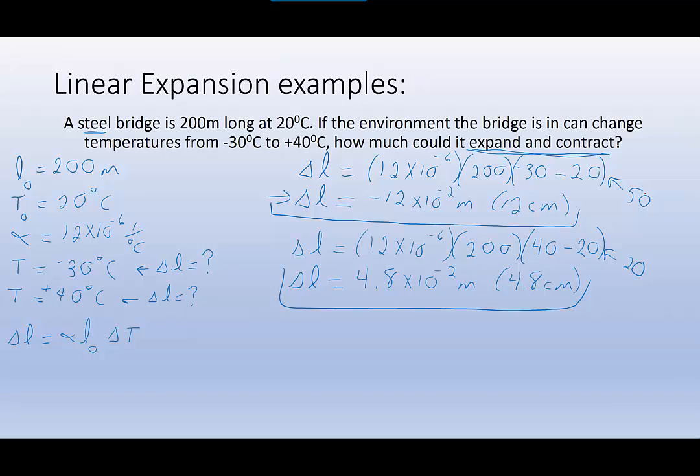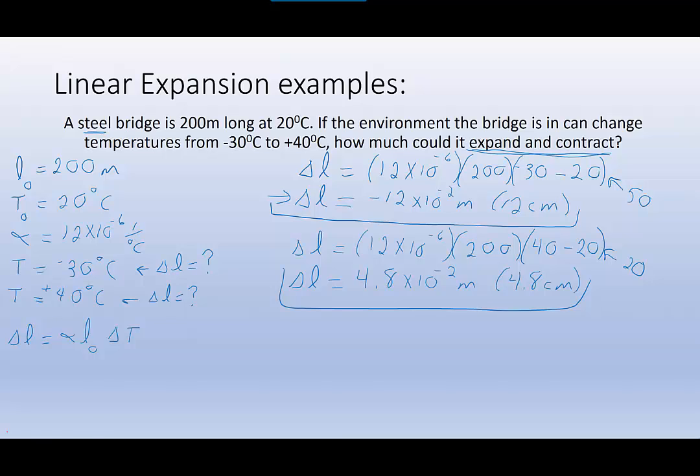So what does this mean? Well, this means that when you are building a bridge, designing your steel bridge and designing the supports, you've got to make sure that there is some way for the bridge's length to get smaller by 12 centimeters and get larger by 4.8 centimeters and not break the bridge.